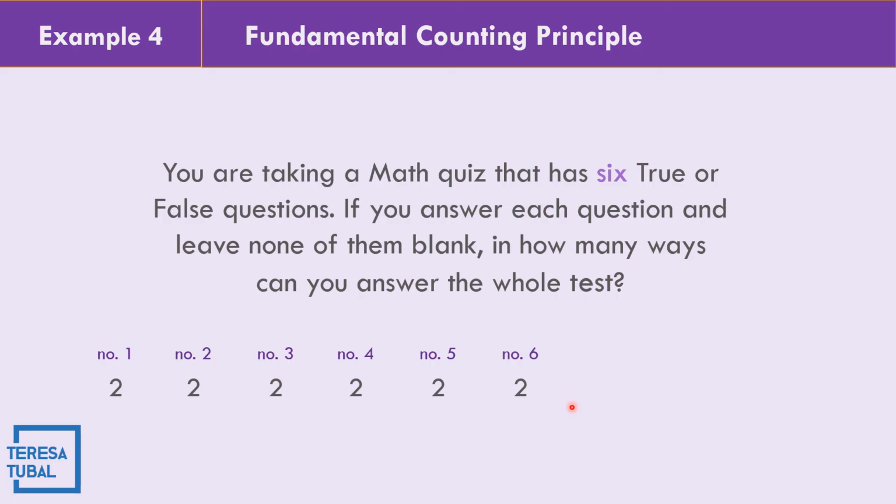So let us multiply to get how many ways to answer the whole test. That is 2 times 2 is 4, times 2 is 8, times 2 is 16, times 2 is 32, times 2 is 64 different ways to answer the test.